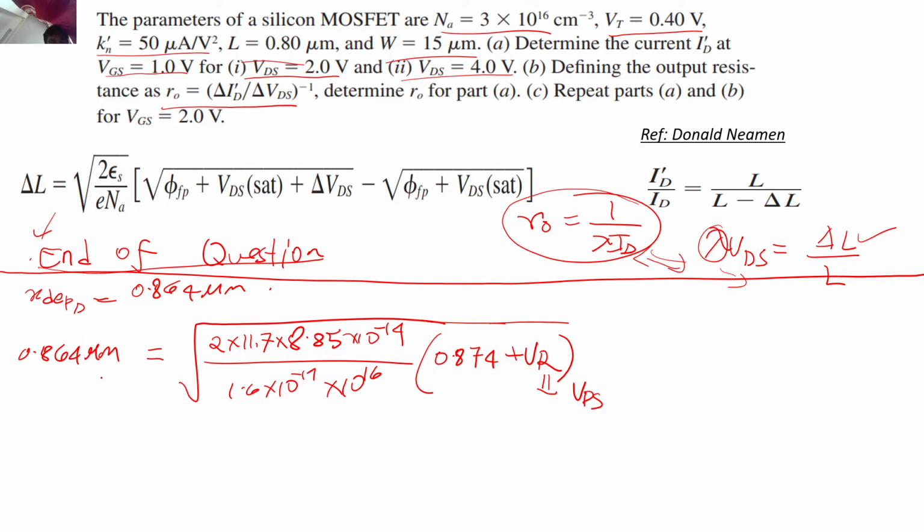So if you square both sides and solve for the value of VR, then the VDS value that you are going to get is around 4.8935 volts.